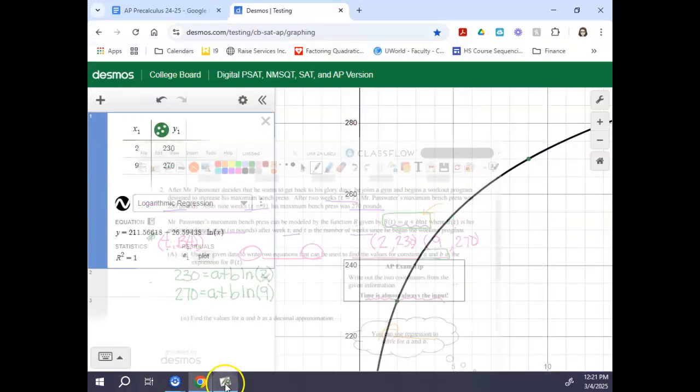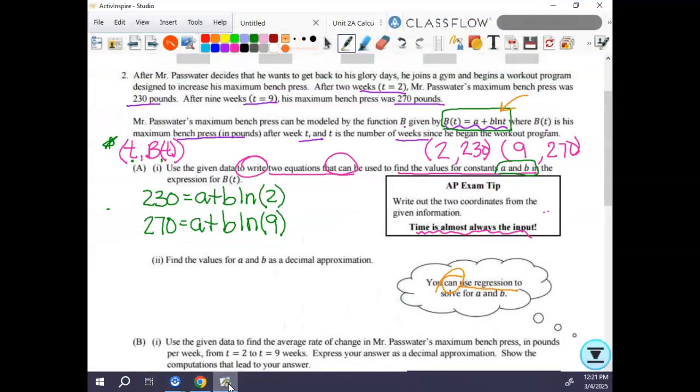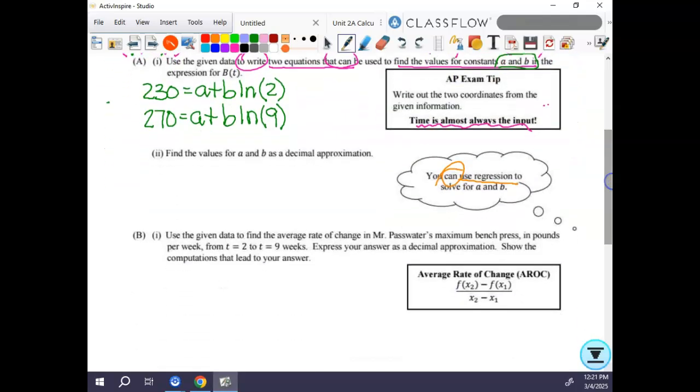What they gave me right here is a and b. How many decimal places do I write down? 5. Okay, so let's go ahead and write those down. A equals 211.56618.